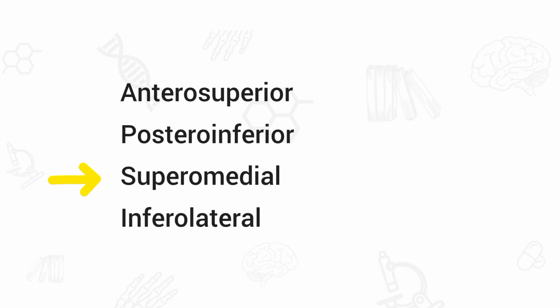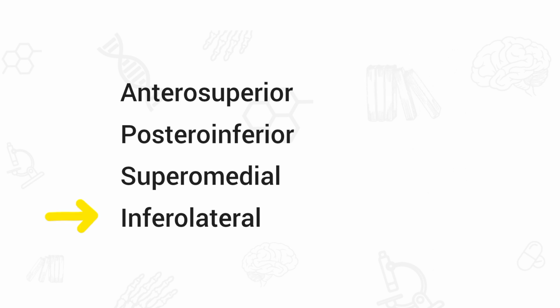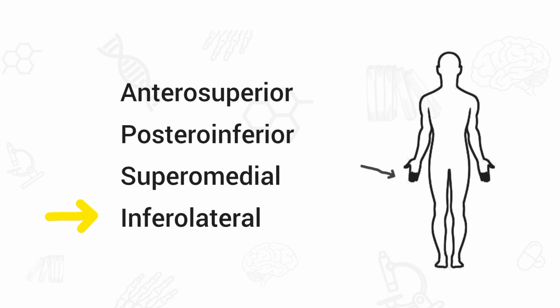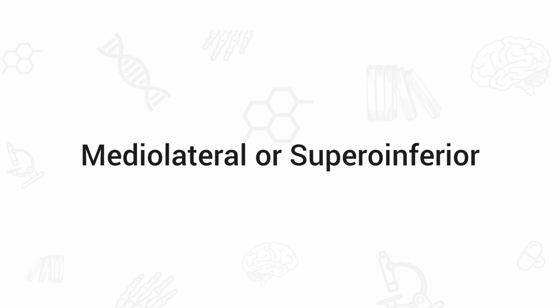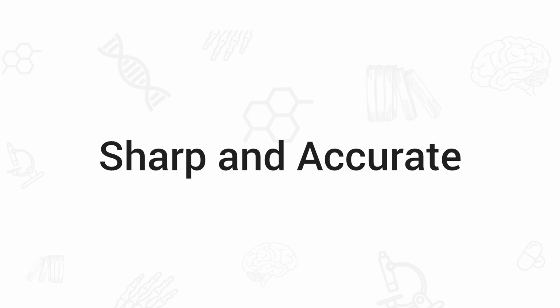Then superomedial structures are structures that are towards the upper side and closer to the midline. For example, the ear is superomedial to the shoulder. Then inferolateral. Inferolateral structures are structures towards the lower side and away from the midline. For example, the hands are inferolateral when compared to the ear. But we don't use opposites like mediolateral or superior inferior. Those are just wrong. Instead, when we use the right combinations, it will make our descriptions more sharp and accurate.